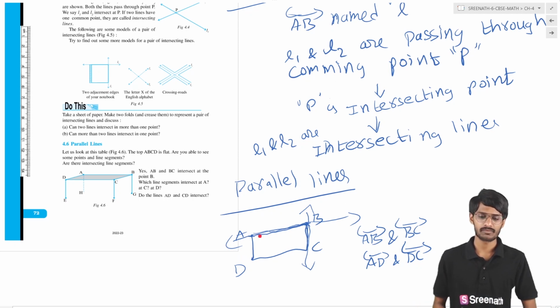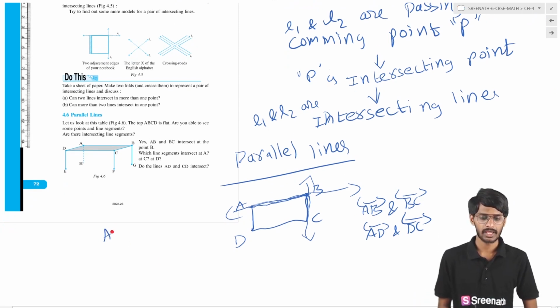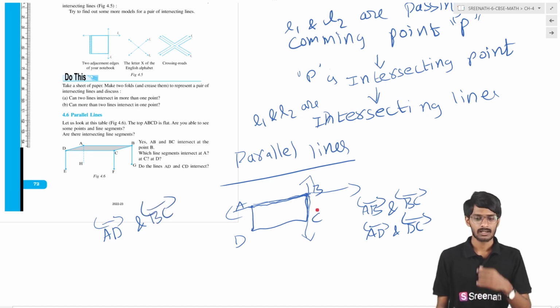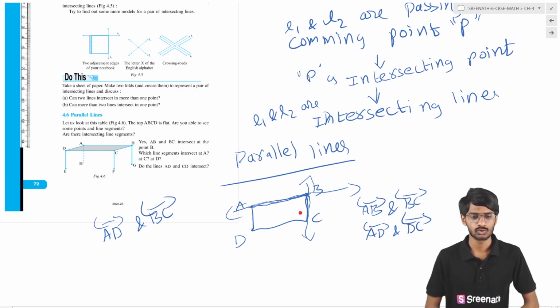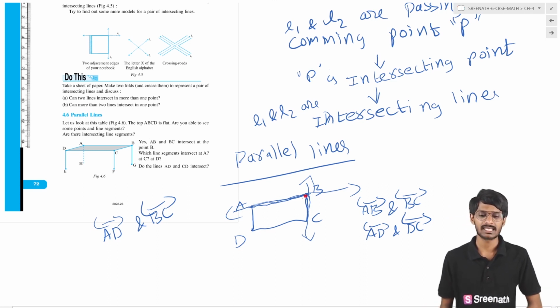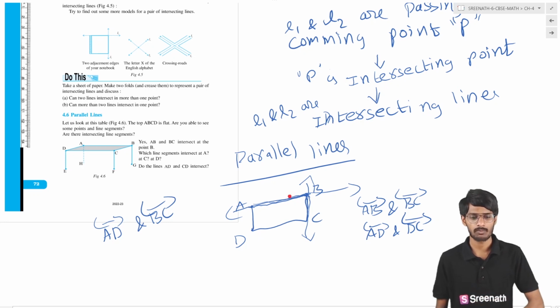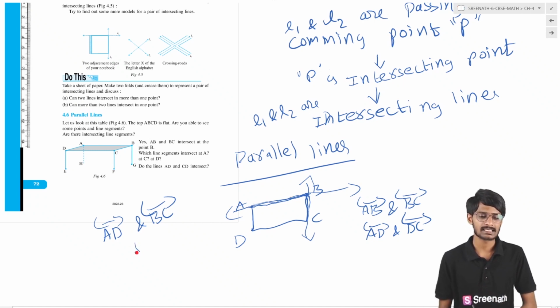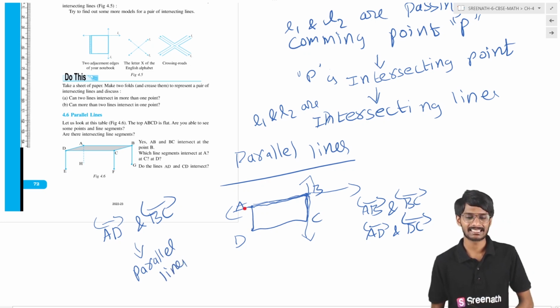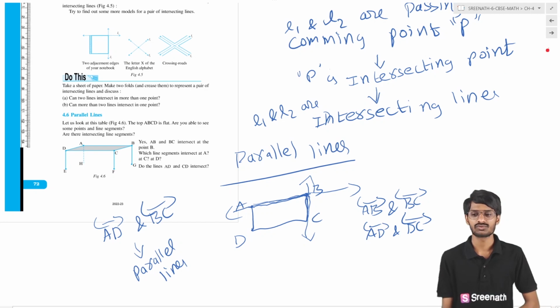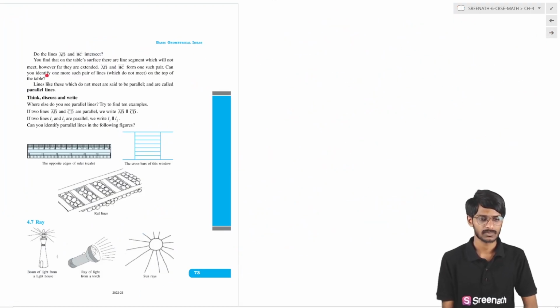But if you observe line AD and line BC, both of these are not passing through any common point. Whether you consider them lines or line segments, it is not a problem, students. Both of these do not have any common point, so we call these parallel lines. Why? Because they are not intersecting. You find on the table surface there are line segments which will not meet.